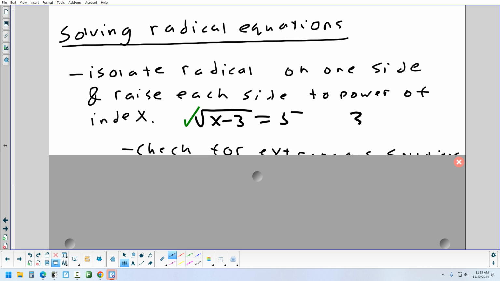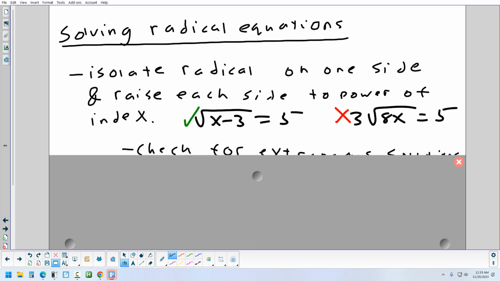How about something like this? No, that one's not good. The reason that one's not good is because there's something on the outside of the radical that we don't want there. So our first step would be we'd have to get that 3 on the other side. And how would you move the 3 over? Yeah, you divide by 3 on each side. Yep. Okay. So that's your first step. Make sure the radical is by itself.